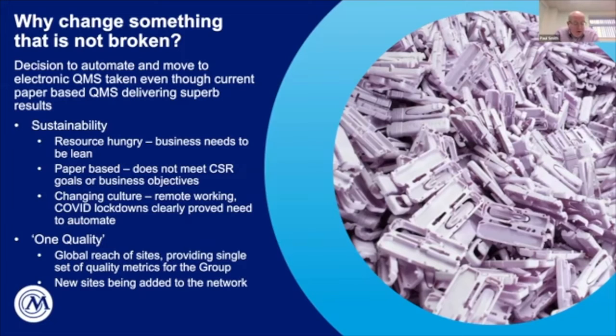As a business, we're also very much focused on the environment and being sustainable, and a paper-based system and the amount of paper that we use clearly doesn't meet our sustainability goals or our business objectives. So moving to a digital platform really does help that. And as in the working environment with COVID and lockdowns, we saw that there's a change of culture. So having a paper-based system and many parts of our associates being able to work remotely doesn't work. So having that one digital system enables us to do that.